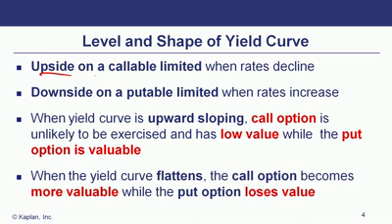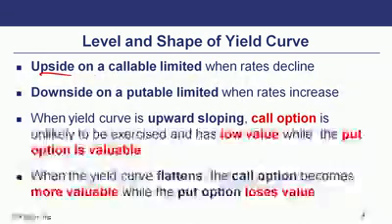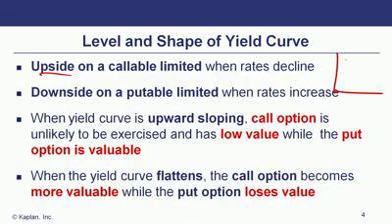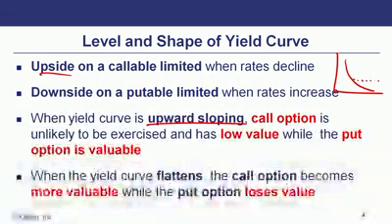And the downside on a putable bond when rates increase is going to be the same thing. So if we look at the normal price yield function like this, well, for a putable bond, it's going to come off like this because you can put it to somebody else. So you'll see that the downside of a putable bond is limited when rates increase. So it's just a matter of thinking of the difference between the straight bond and then how the convexity of the curve is going to change if you add either a call option or a put option. Okay, so when the yield curve is upward sloping, the call option is unlikely to be exercised and has low value, while the put option is valuable.